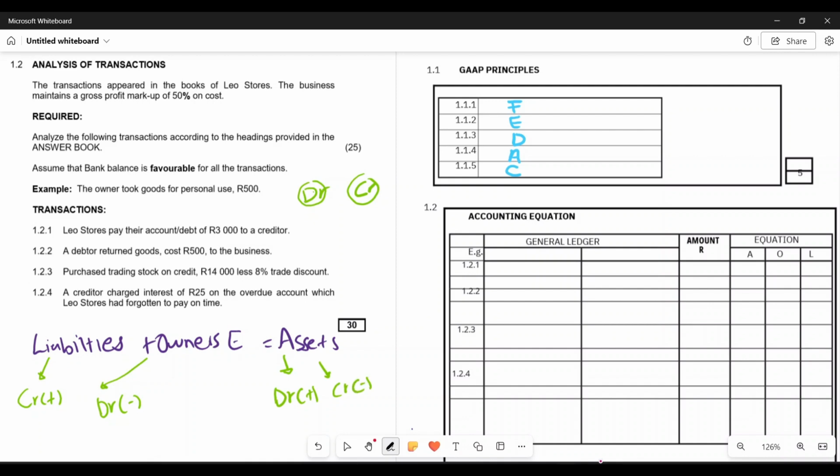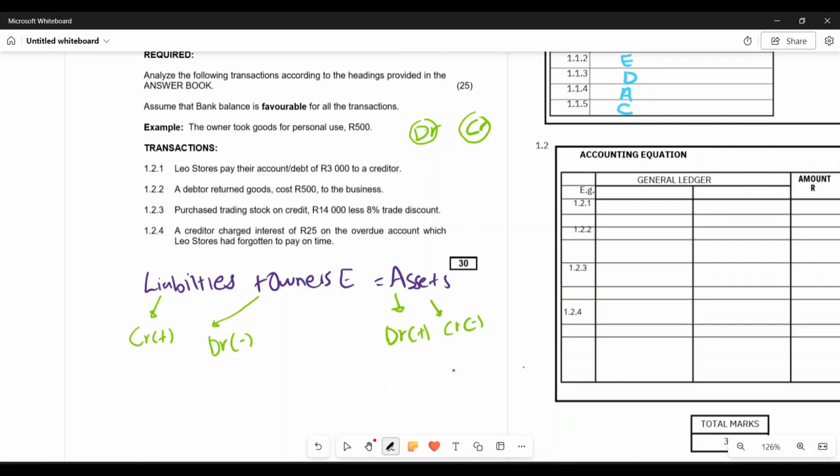The business maintains a gross profit markup of 50%. Now, what is gross profit markup? Gross profit markup is basically the percentage of profit you're making on every sale. Every time they give you a markup, this is the formula you need to use. When you take your cost plus your markup, this gives you a selling price. So your cost price plus markup is equal to your selling price.